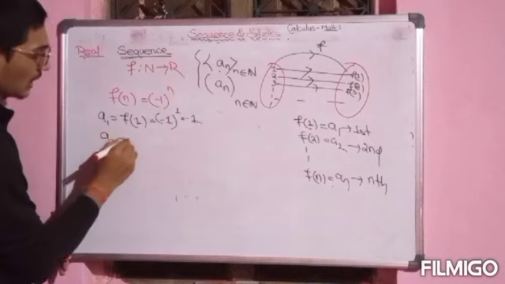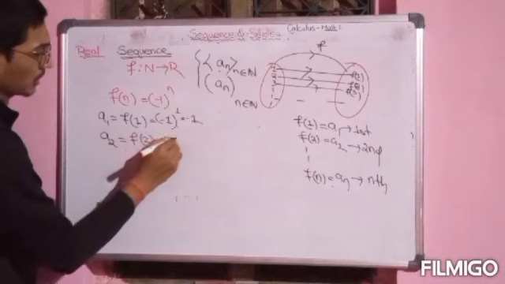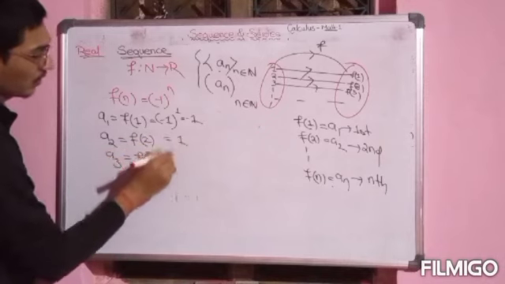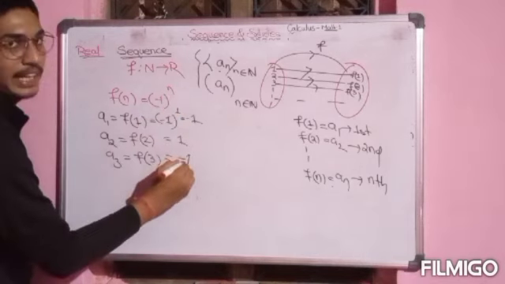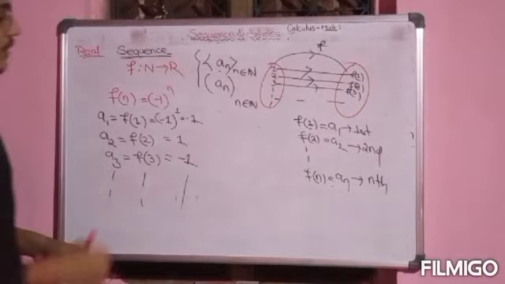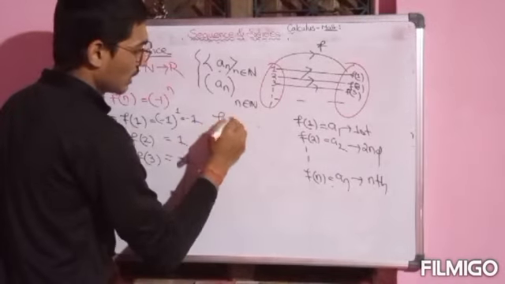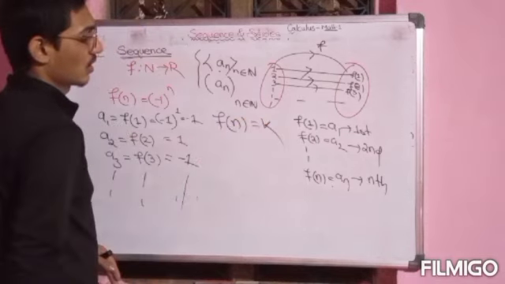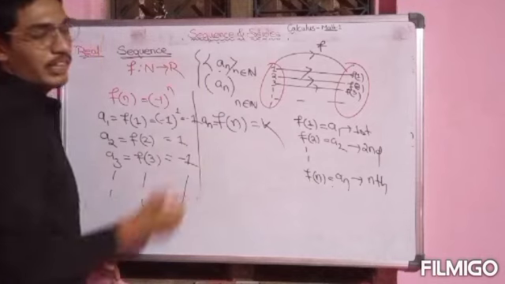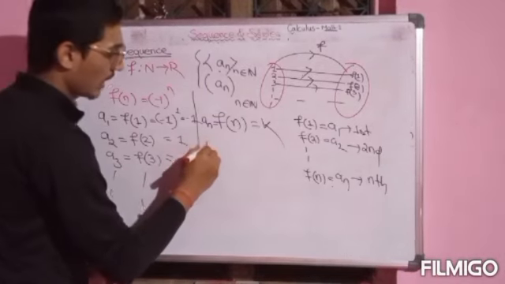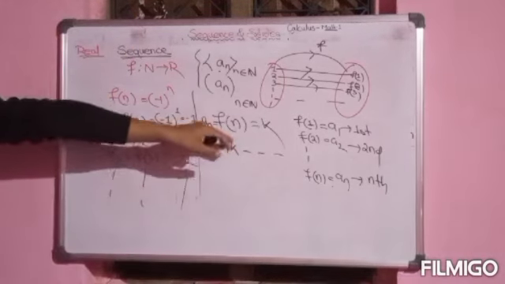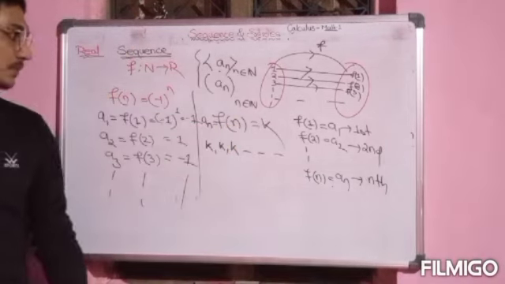Similarly a2, what is a2? F of 2. F of 2 means 1. What is a3? F of 3. What will be f of 3? (-1) power 3 means -1. Like this you can write all the terms in the sequence. If I say another example, my f of n, suppose k, or I can write an as f of n. So f of 1 means a1, a1 will be k, a2 will be k, a3 will be k. So this type of sequence I will call as constant sequence.